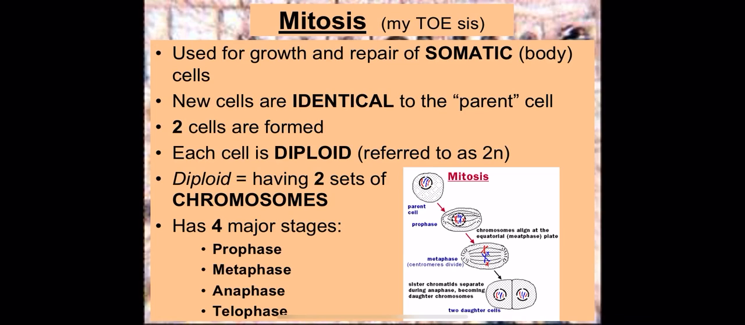That means it has 2 sets of genetic information. So N, think chromosome or genetics, 2N would be 2 sets of it. So you're going to have a complete organism's worth of information in this diploid organism or diploid cell. And there are 4 major phases to mitosis: the prophase, metaphase, anaphase, and telophase.